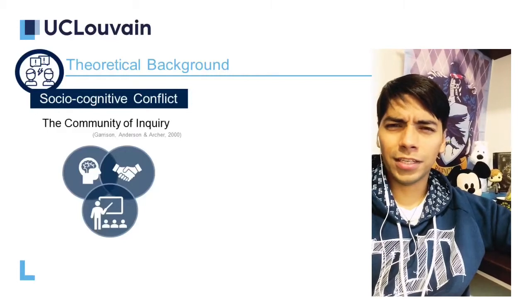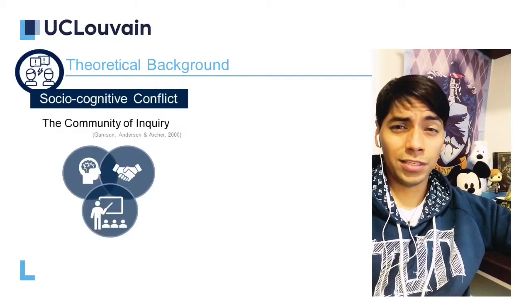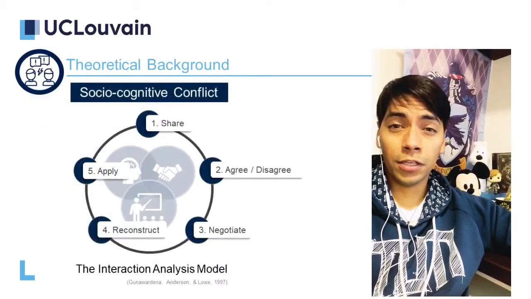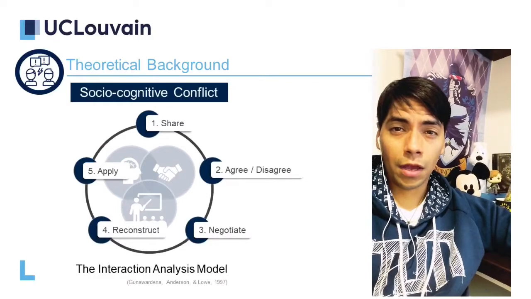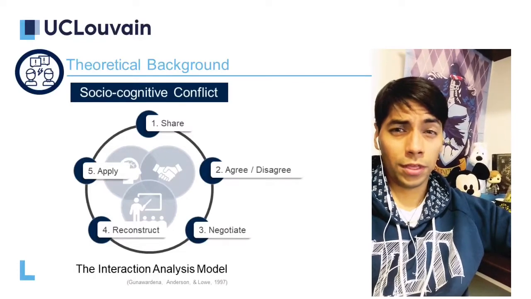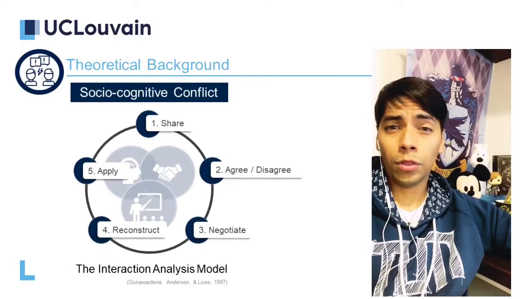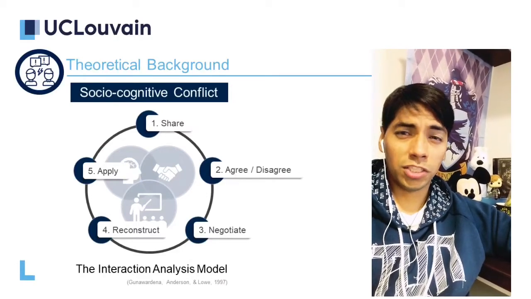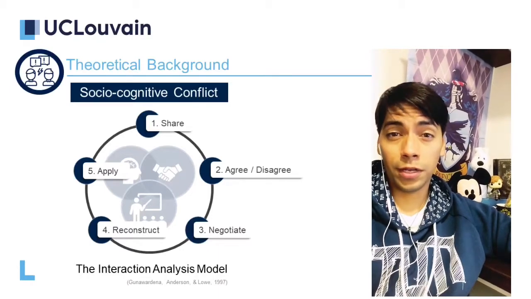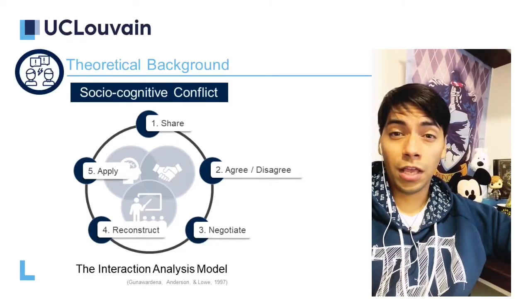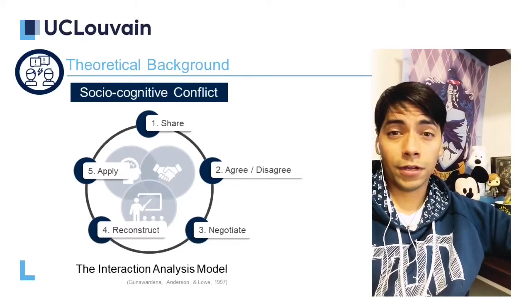But how does a socio-cognitive conflict look when it is knowledge guided by a teacher? Well, first the learner shares his or her opinion. Another learner disagrees with that, and that's where the learner starts to question what he or she thinks he knows. Both learners enter into a negotiating stage, in which they exchange their ideas and discuss meaning. After that, both learners reconstruct knowledge and finally apply what they have learned.